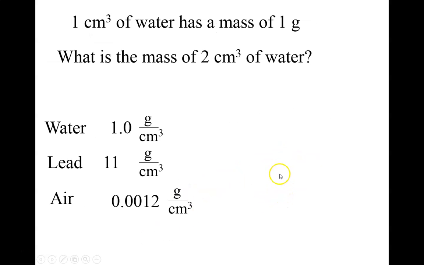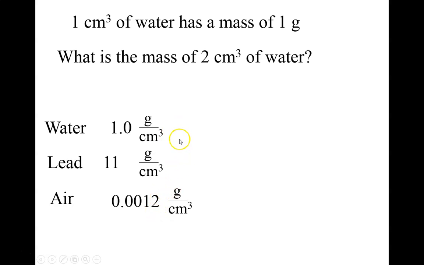Now, one thing to note: if water has a density of 1 gram per centimeter cubed, that means that every centimeter cubed of water has a mass of 1 gram. It's 1 gram for each centimeter cubed. Lead, on the other hand, is 11, and air is a tiny fraction of that.